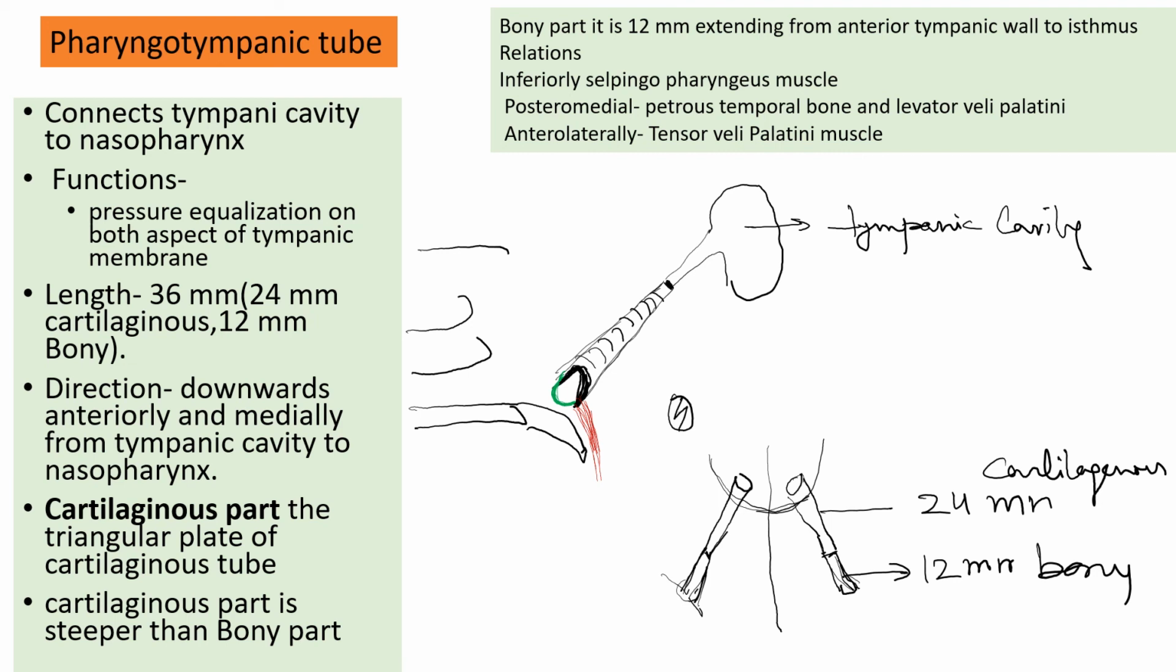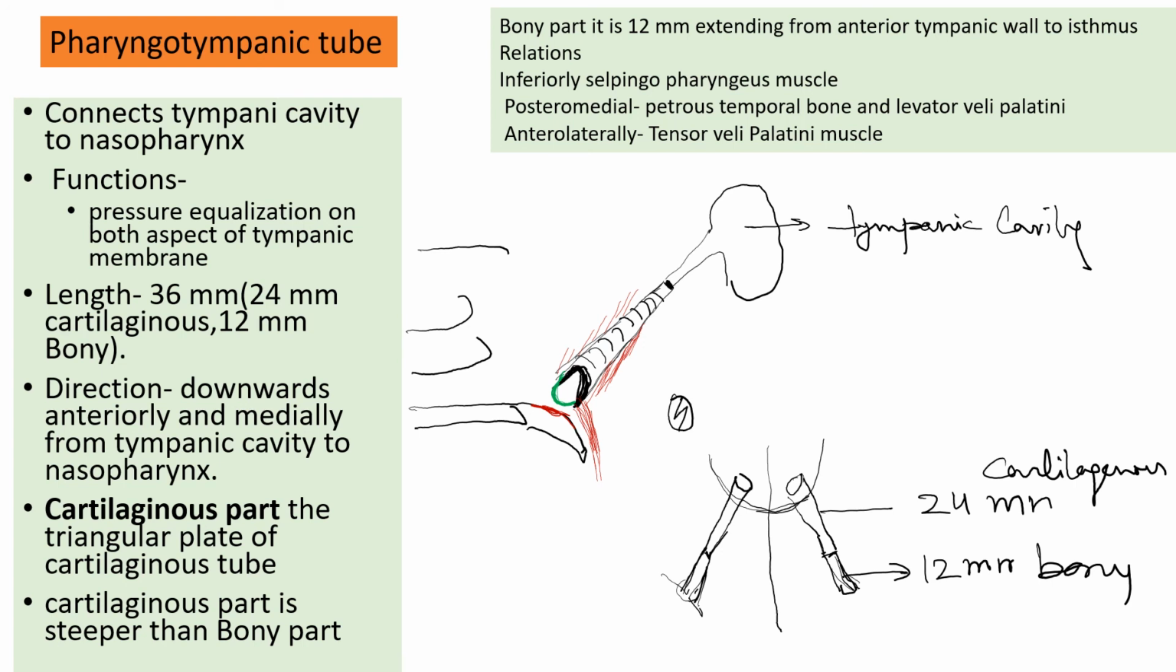So posteriorly and medially on this aspect, it is going to be related with the levator veli palatini muscle, which will come and get attached onto the superior surface of the soft palate. Whereas anterolaterally it is related with the tensor veli palatini muscle. Here it gives attachment to the tensor veli palatini muscle. This muscle separates the tube from the otic ganglion, mandibular nerve, chorda tympani nerve, and the middle meningeal artery.